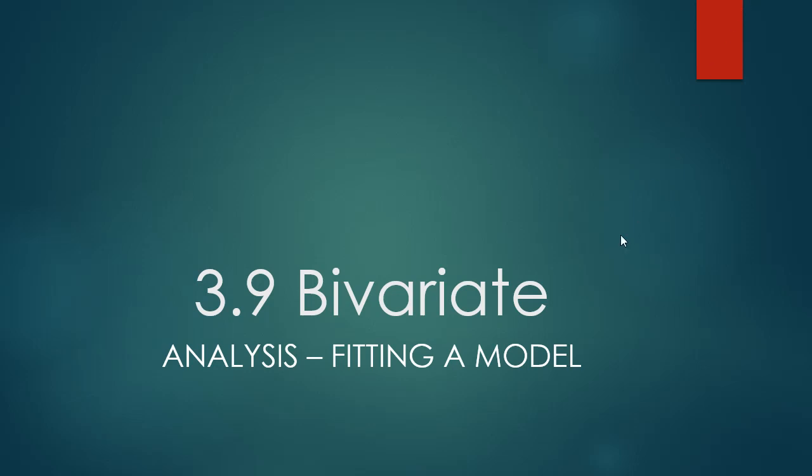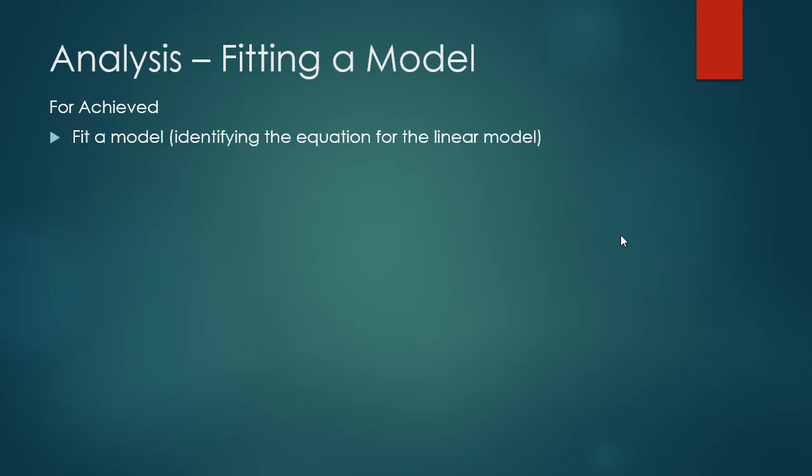This video is covering fitting a model to a bivariate data plot. The first thing we're going to look at is fitting the model. So that's just identifying the equation of the linear model. Then we're going to explain what that equation means in words, so put the equation into context.